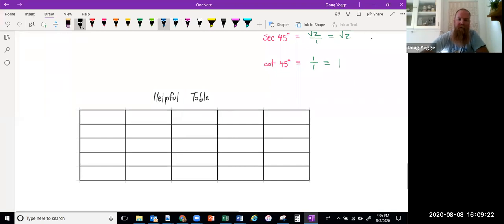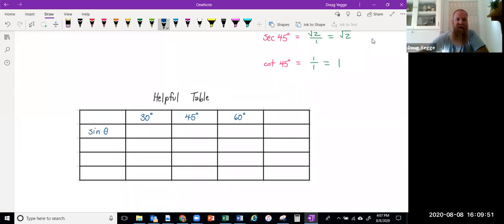Now I've determined a way to create a helpful table to help you remember each of these values. So the way that we're going to do this is we're going to, first of all, write up our special angles right up here, 30 degrees, 45 degrees, and 60 degrees. Okay. And I'm going to start just with sine of theta.